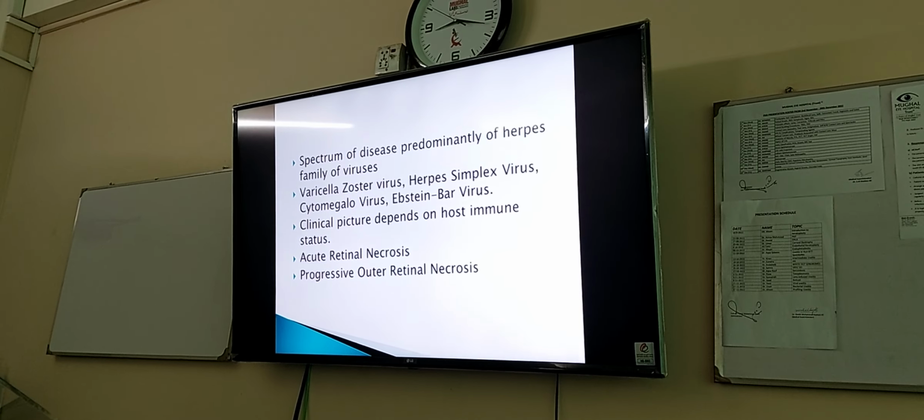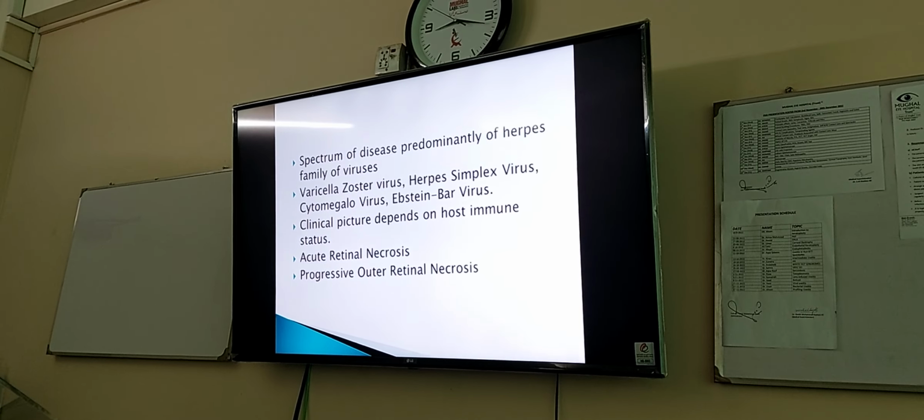PRN, that is progressive outer retinal necrosis. It predominantly is seen in AIDS patients, also in immunosuppressed or drug-induced, or drug addicts, caused by varicella zoster virus. Same as in ARN, multifocal patchy areas of outer retinal necrosis.